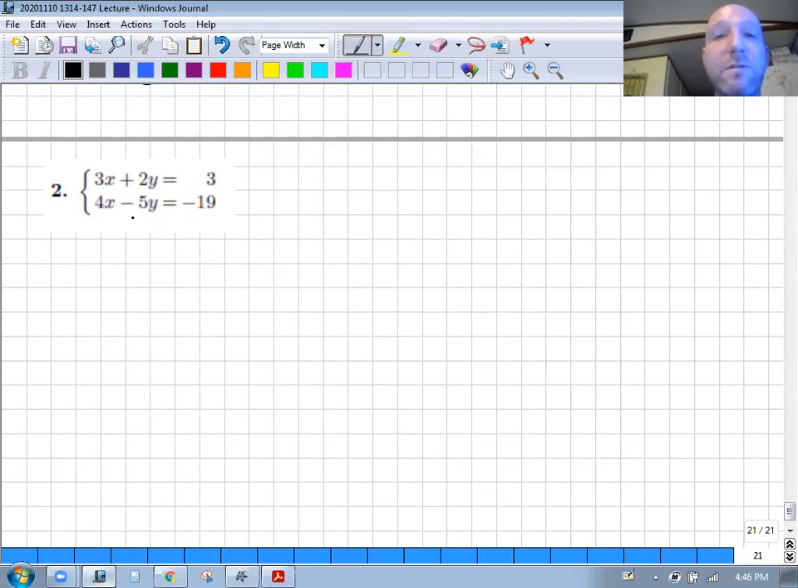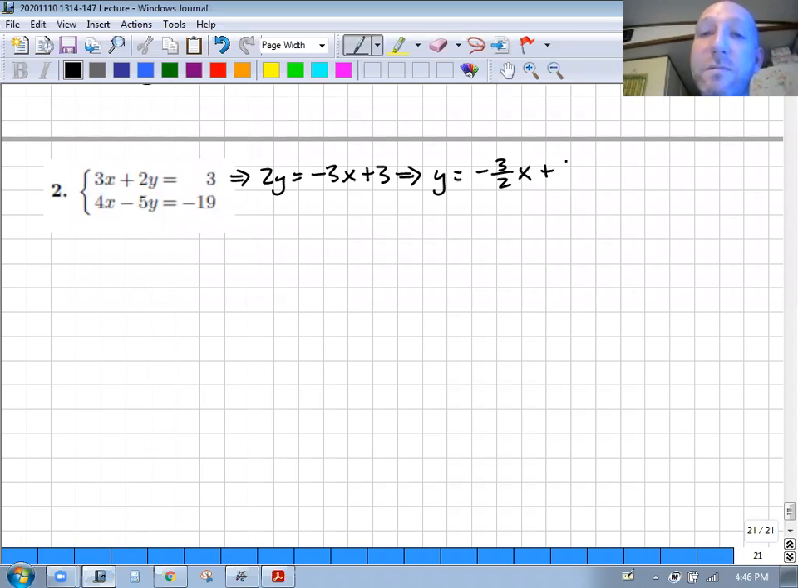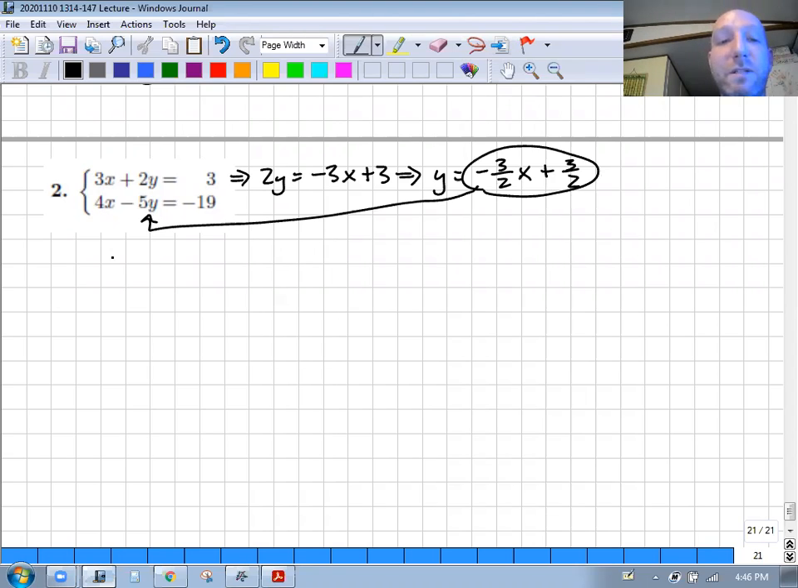So again, this one, we can do the trick we did before with substitution, right? Let's go ahead and do that because it's the easier way. See, we got 2y equals negative 3x plus 3. Divide both sides by 2. I got y equals negative 3 halves x plus 3 halves. Now that I know what y is, I plug it in here. So now I get a third equation, but it only has one unknown.